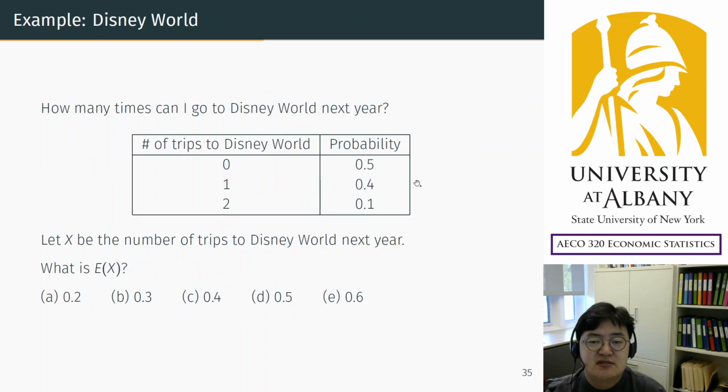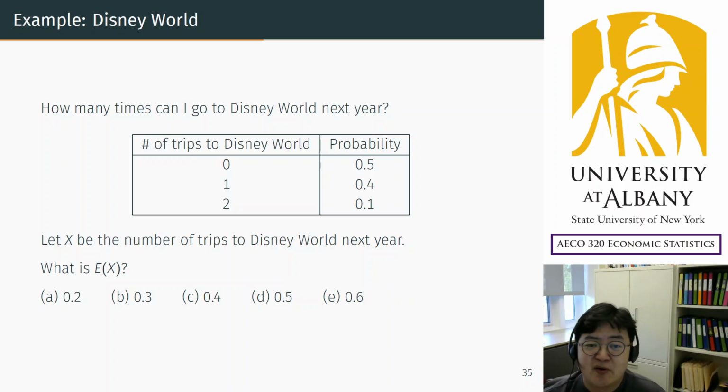Okay, so this is another example we are going to consider for now. I have a son, 7 years old now, and we've never been to Disney World yet. So maybe in a year or two we may have a trip there. I hope so, as soon as possible.